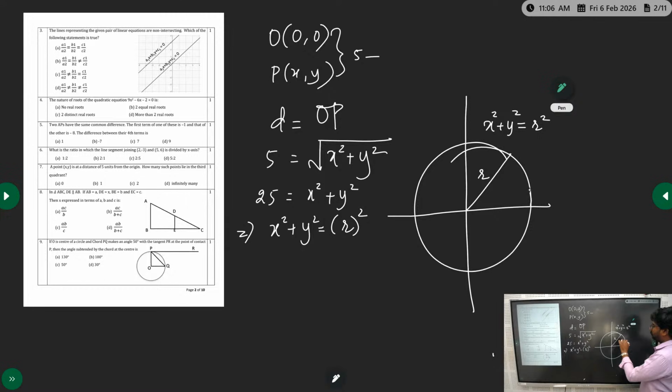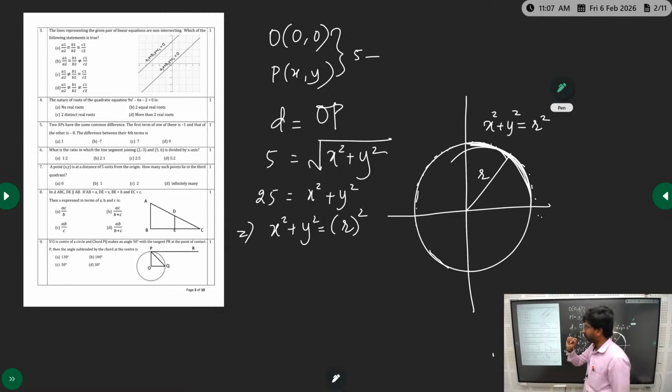Now, this part comes in which quadrant? First quadrant. How many points are there here? Infinite. So the answer will be infinitely many solutions. Second quadrant, how many points are there? Infinite. Then what is the answer? Third quadrant, infinite. Fourth quadrant.